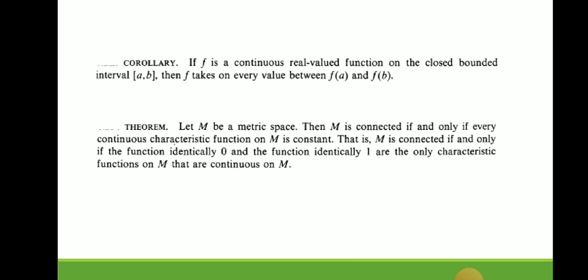Next theorem: let M be a metric space. Then M is connected if and only if every continuous characteristic function on capital M is constant. This is a necessary and sufficient condition for the metric space to be connected. That is, M is connected if and only if the function identically 0 and the function identically 1 are the only characteristic functions on M that are continuous on M.